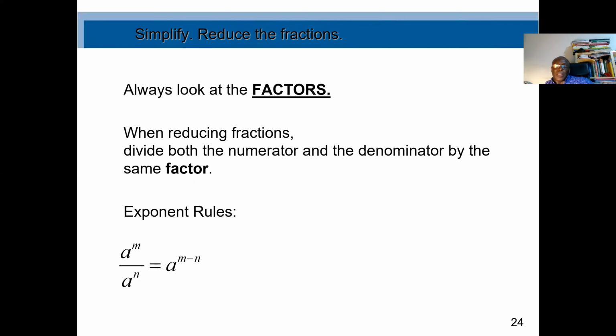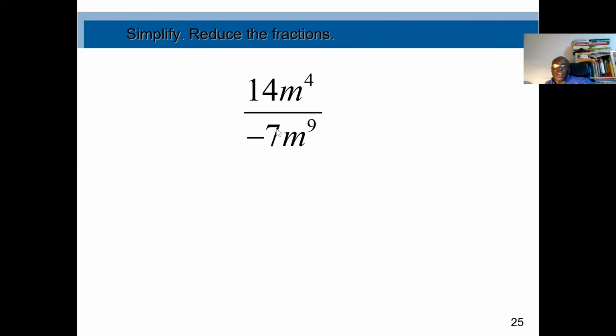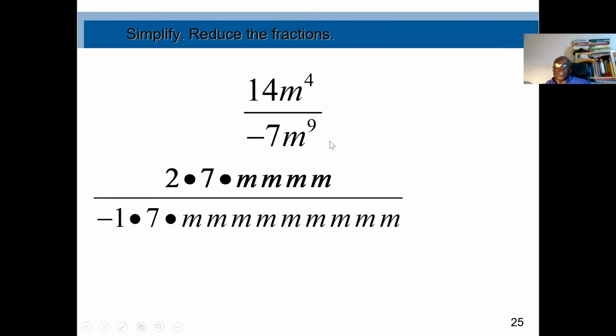A to the power n divided by a to the power n is the same as a to the power n minus n. A to the power 0, anything raised to the power 0 is always 1. So if I have this question, I know negative 7 will go to 14, I will get negative 2. Since m to the power 4 is dividing m to the power 9, I'll have 4 minus 9. That will give me negative 5. If I want to make it positive, I will bring it down. So our answer will be negative 2 over m to the power fifth, or negative 2 times m to the power negative fifth.